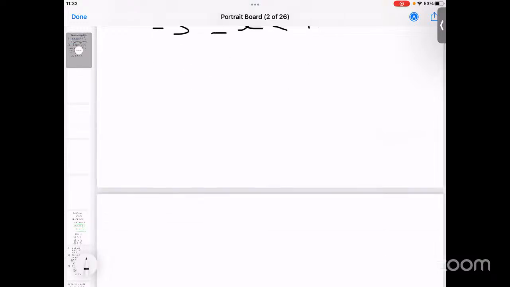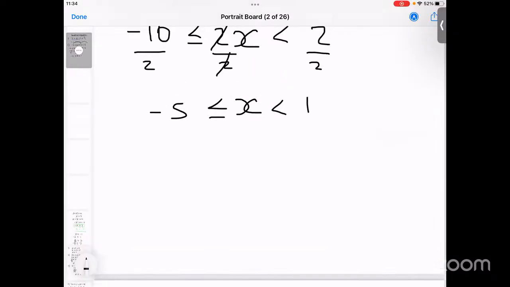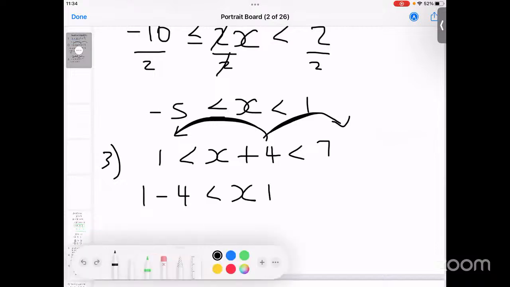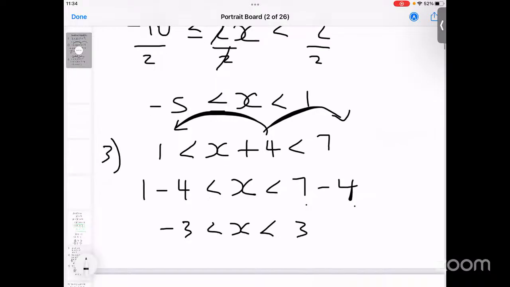Let me think if I can have some more examples. Yes, maybe let me add some more examples. Let's see, this one being example number 3. Let's say you are having 1 less than x plus 4 less than 7. Definitely an easy one. That will go to there. It will also have to go to there. So it's like you are having 1 minus 4, and then 7 minus 4, which gives negative 3 less than x less than 3. Yes. Then this should be the end of it.